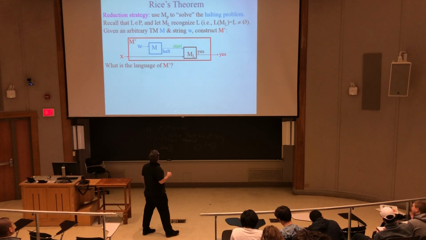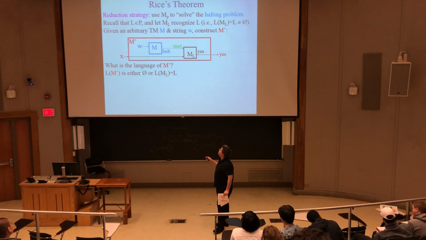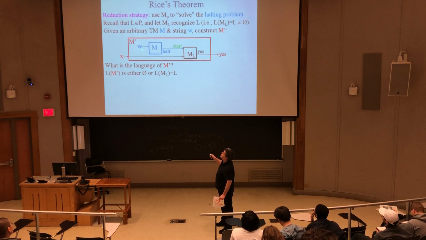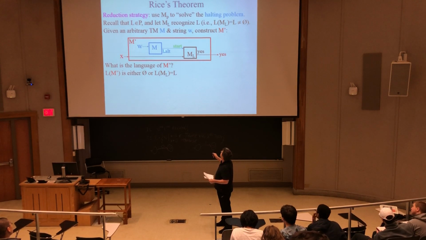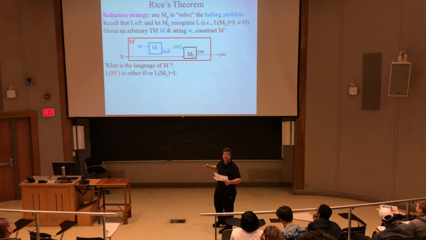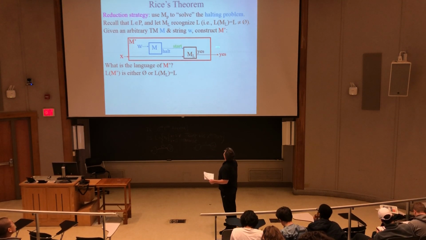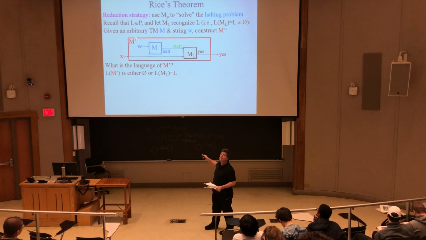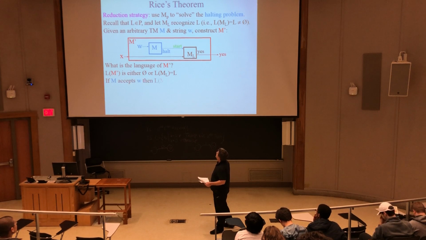The language of M prime is one of two things. It's either the empty language. If M doesn't accept W internally here, it will never halt, it just runs forever. So if M on W doesn't halt, this start button will never be pressed. This simulation will never fire up and commence, and nothing will ever be accepted that's inputted into M prime. So the language of M prime will be empty, right?